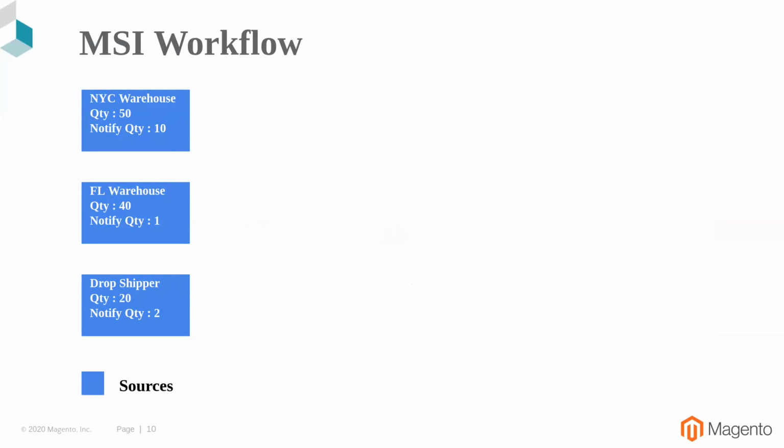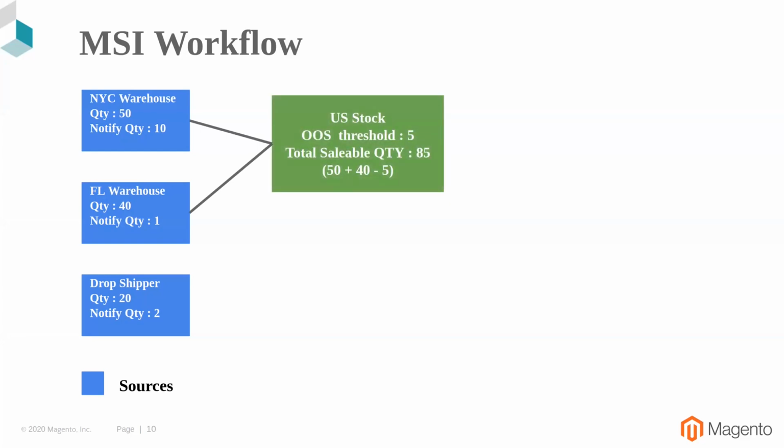These are actually called sources in terms of MSI. Now, that merchant has multiple websites. He has an Amazon website and another, the Magento default website. For the Amazon website, whenever a customer buys the product, he wants to ship that product from NYC and FL only, and not from the dropshipper. So what he needs to do is aggregate those sources in one stock. He can create one stock from the Magento admin. His total sellable quantity for that product would be the combination of this warehouse plus this warehouse.